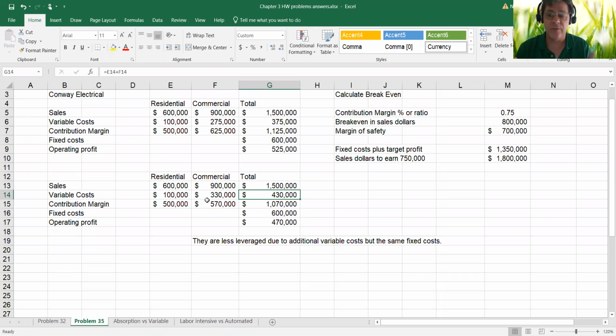What does this change in variable costs do to our operating leverage? And remember, operating leverage is the relationship between variable and fixed costs. So anything that increases fixed cost would make you more leveraged. Anything that would increase variable costs while not affecting fixed costs would make you less leveraged. So this was an increase in variable costs with the same fixed costs. So it makes us less leveraged.